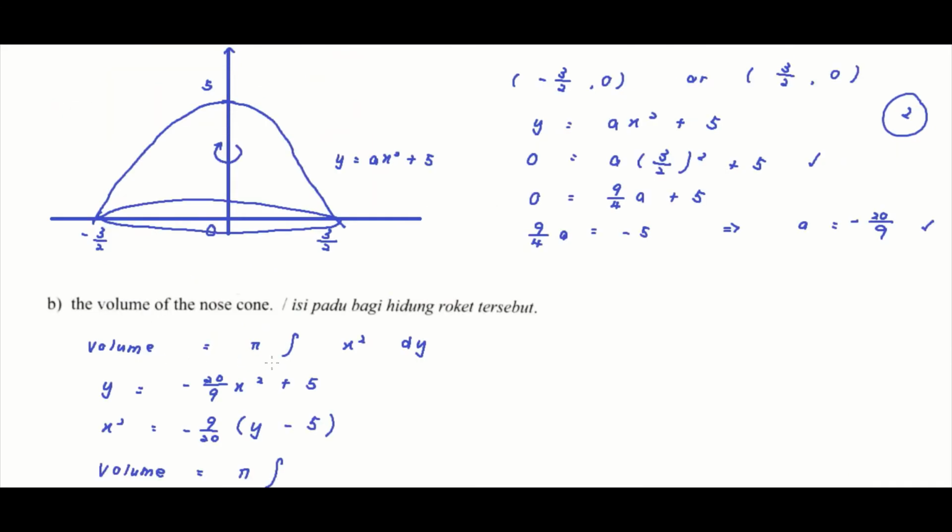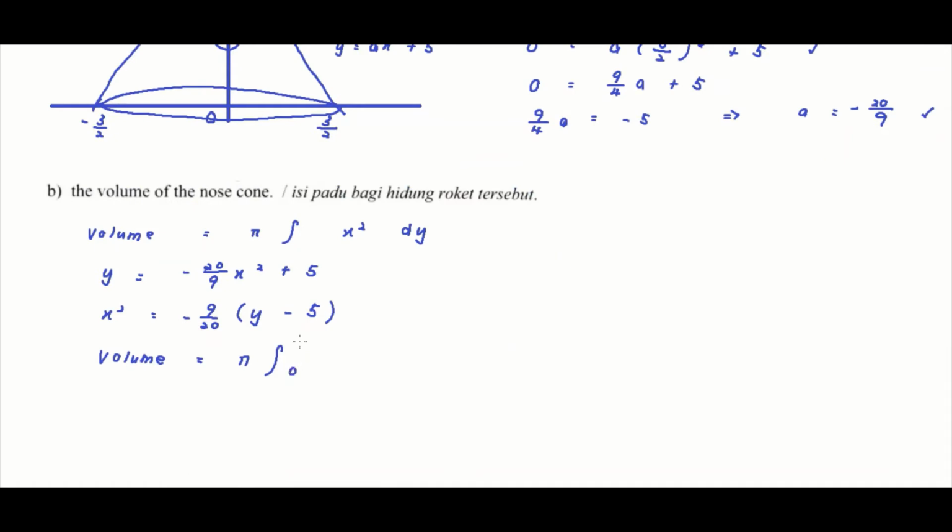So this is dy, which means that you are looking at the y coordinate here, from 0 to 5. Then after that we put in our x squared, which is negative 9 over 20, and y minus 5. You might have a question like, why don't we expand it? You can do so, and you'll get the same thing. But there is an identity that tells us that if you have a constant in the integral, then you can move it outside, right?